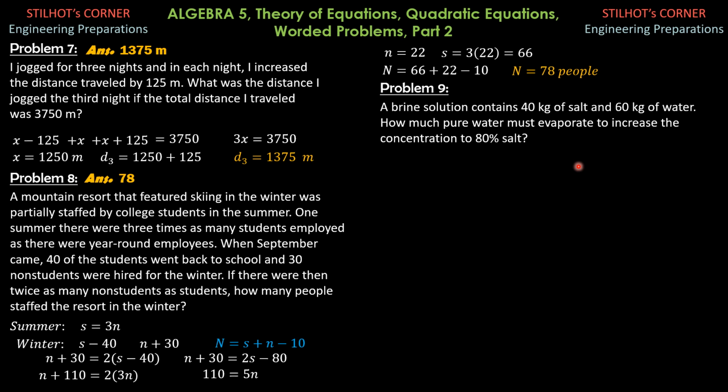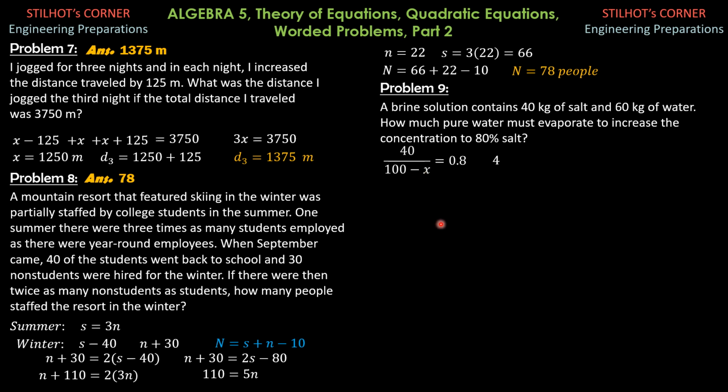Then since there's a need to increase the concentration to 80%, that means we have to evaporate water only. So it should be 100 minus x in the denominator, where x is the amount of pure water that must evaporate. So 0.8 or 40 divided by 100, 100 is 40 plus 60 minus x equals 0.8. So 40 over 100 minus x equals 0.8. This is the amount of pure water that must evaporate purely.